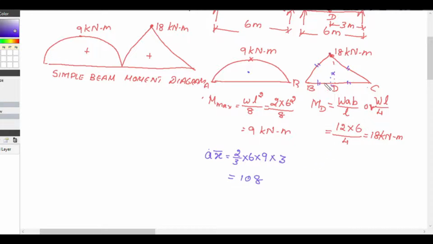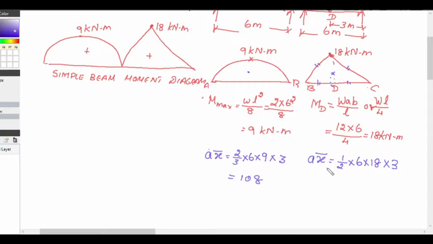Similarly, for the span BC, our area into x bar will be equal to, it is an equilateral triangle. Sorry, it is a triangle. So you can take half into base into height. So half into base is 6 into height is 18. And since the centroid lies at the mid span, it is 3.